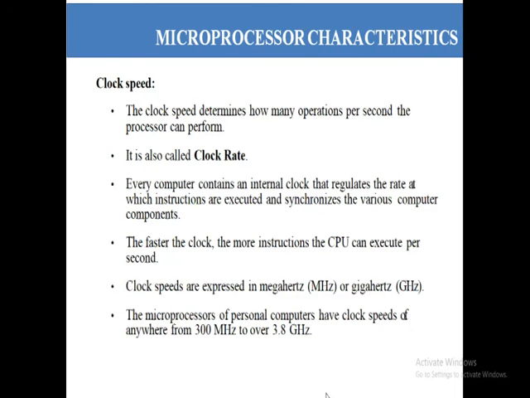Then next one is clock speed. It determines the number of operations per second the processor can perform. So how many operations can be performed in a second will be determined by the clock rate. It is expressed in terms of megahertz or gigahertz. Here, the faster the clock, the more instructions can be executed by the CPU in a second.